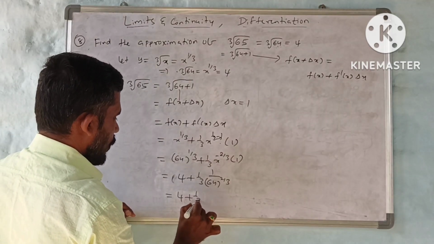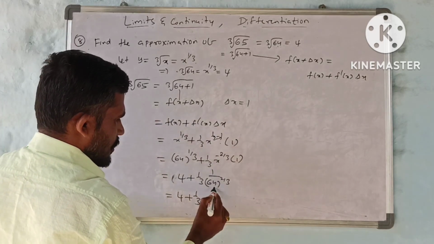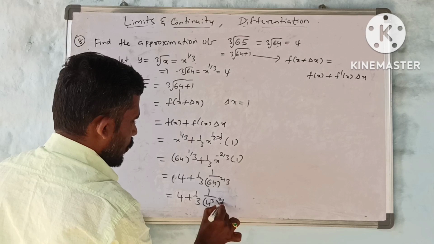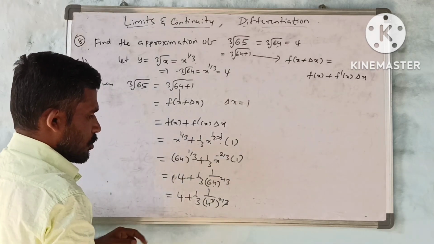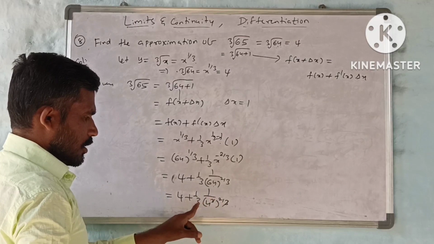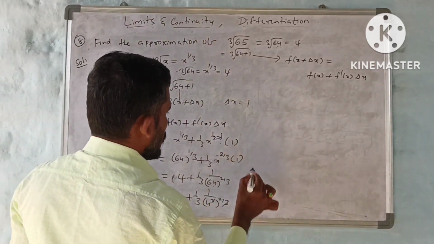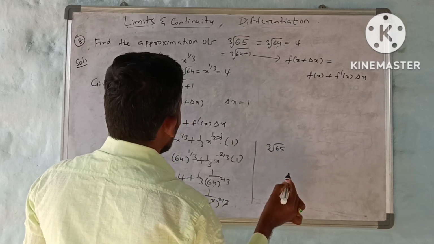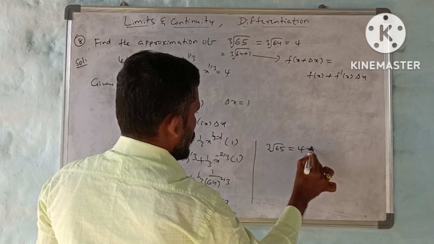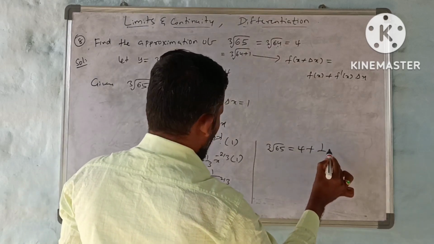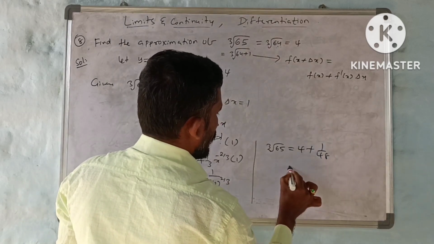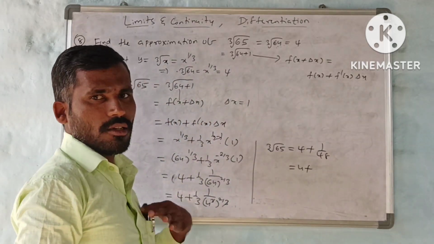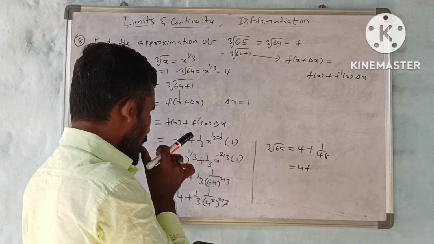4 plus 1/3, this can be written as 4 cube. So 1/4 cube whole power 2/3, the 3s cancel, 4 square, 4 square is 16, 16 times 3 is 48. So this is nothing but the cube root of 65 value. Cube root of 65 value is 4 plus 1/48. What is the value of 1/48 here? So you have to divide with 1/48.